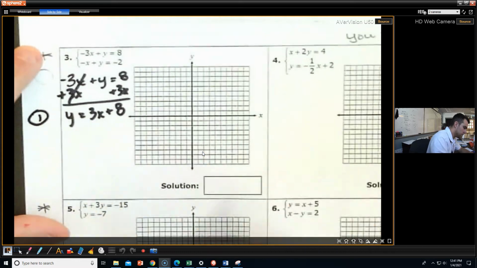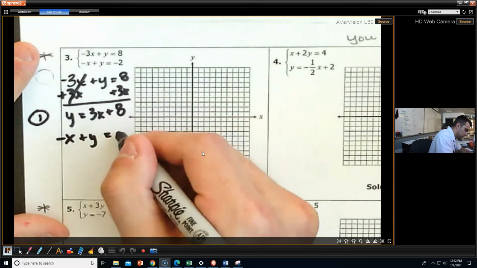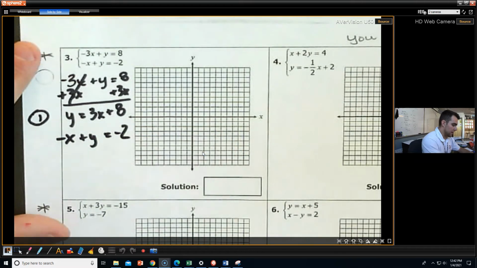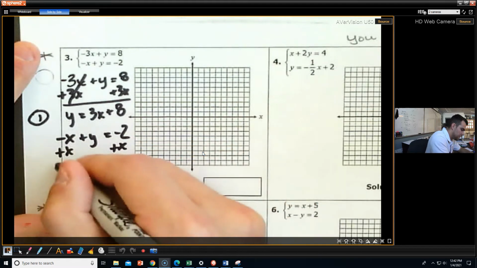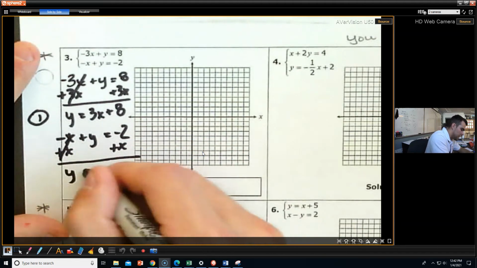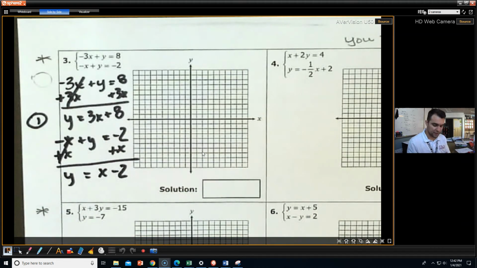That's our first equation. Let's look at the second equation. -x plus y equals -2. All right, again, I got to get rid of this x term, so I got to add x. I'm doing the opposite. So then I'm left with y equals x minus 2. And again, I can go ahead and now I can graph that guy.